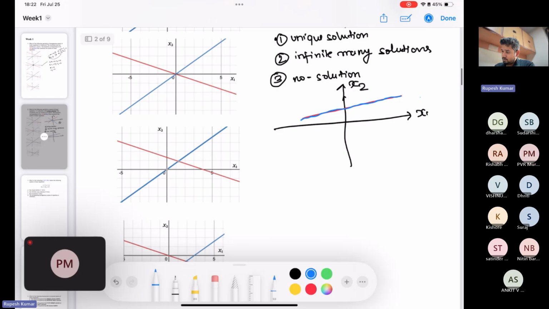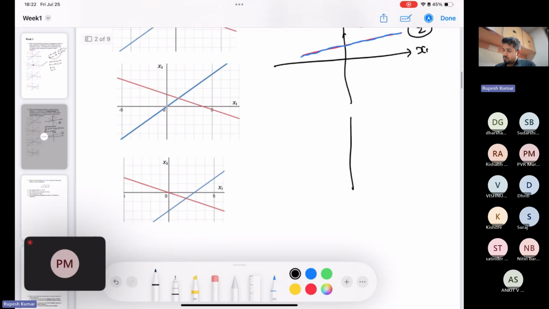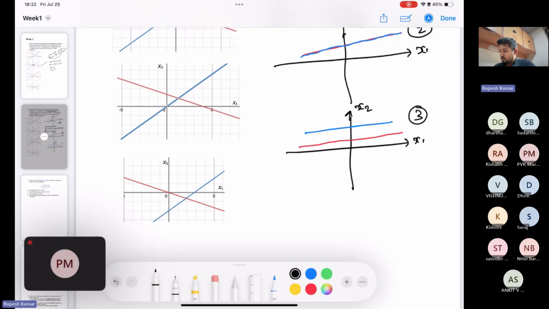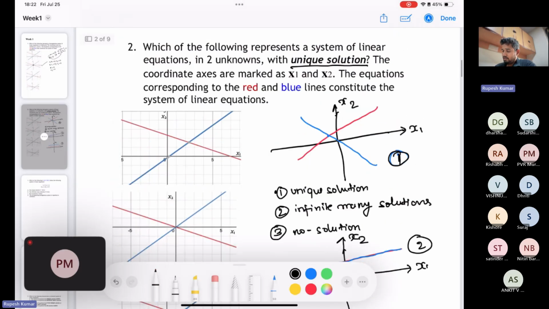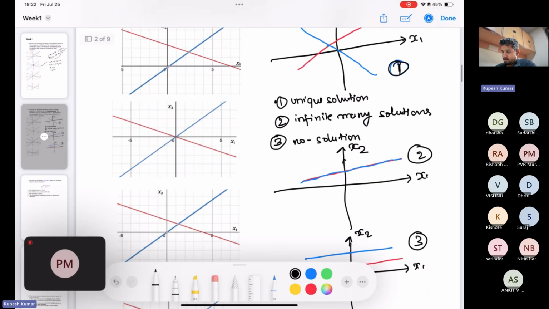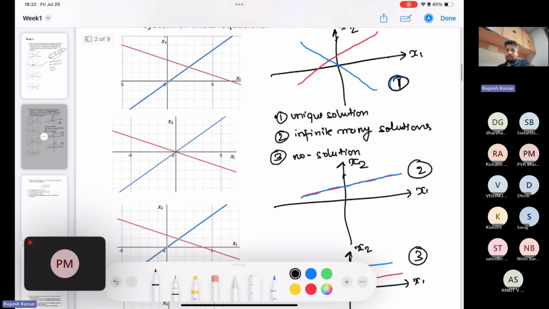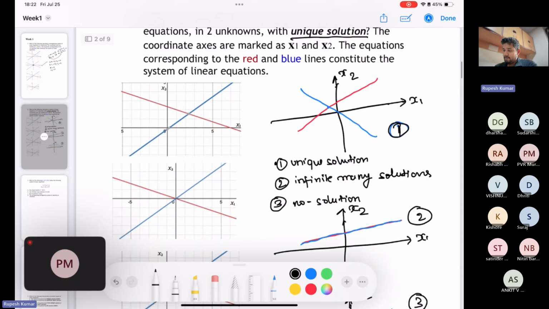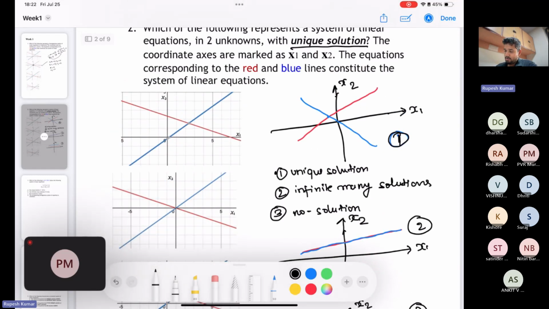Let's move on to the third case, which is no solution. So let's say these are the axes x1 and x2. In the third case, you will see that these lines representing the system of equations are parallel. So there is no solution for this case, right? So these are the three cases that you might arrive at. And if you have a unique solution or infinitely many solutions, you can always check if it has a trivial solution. So let's look at our possible options.